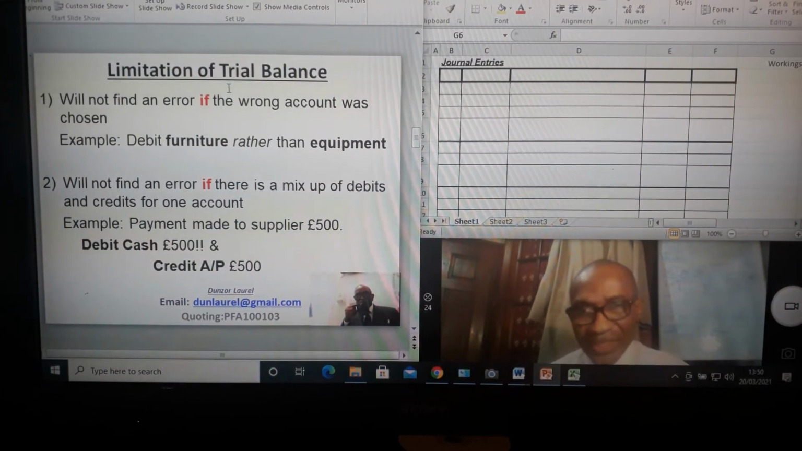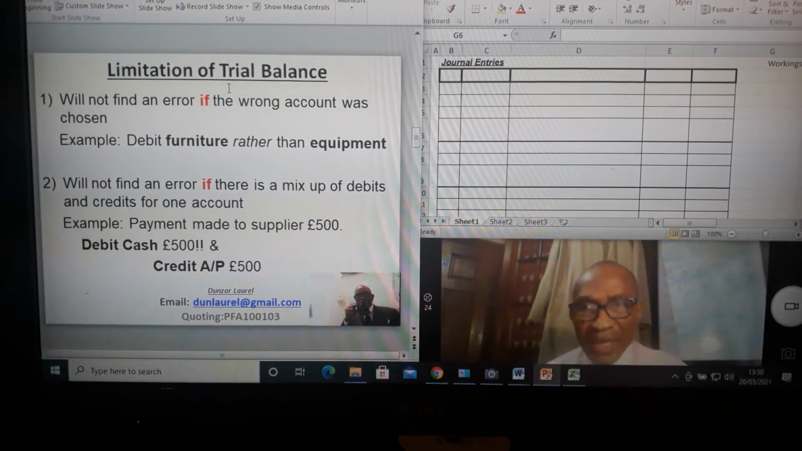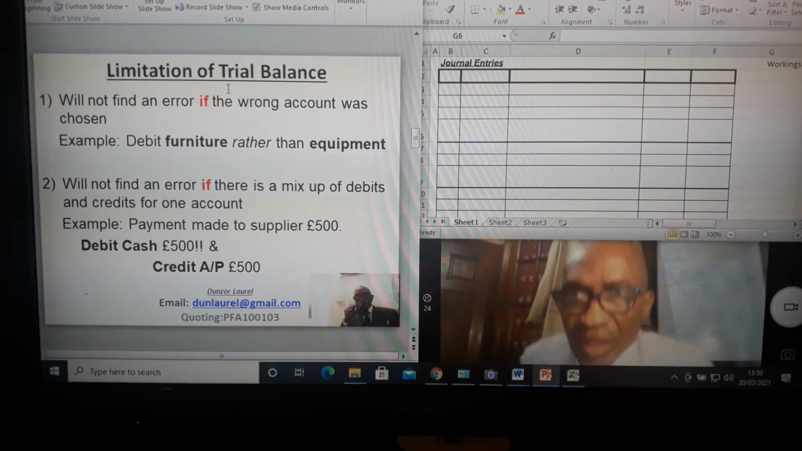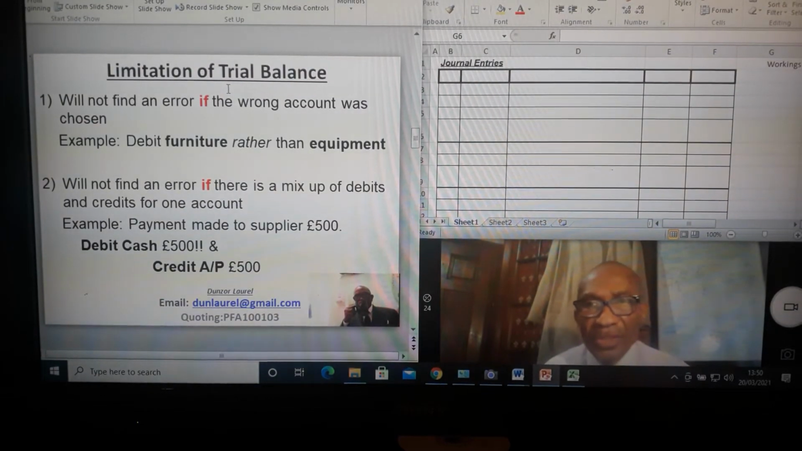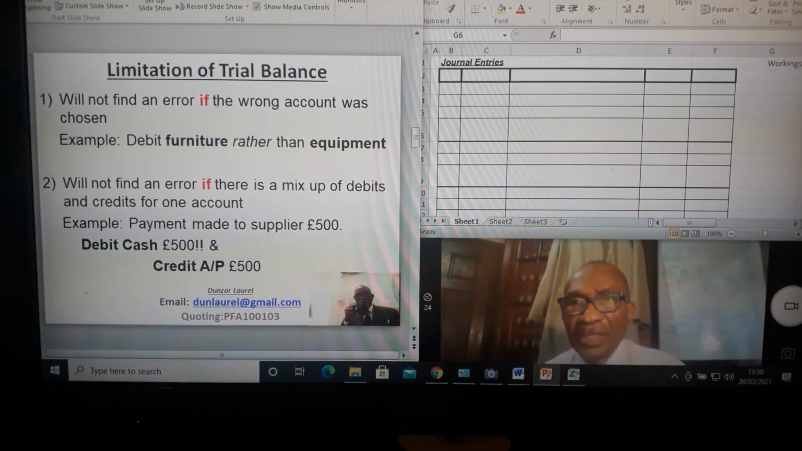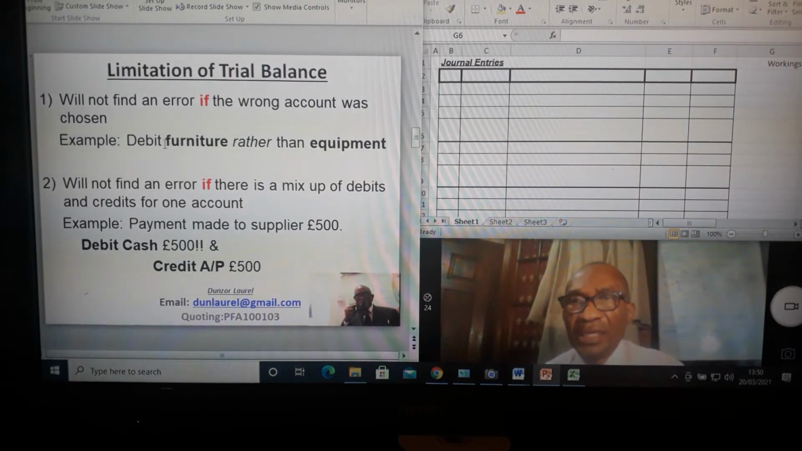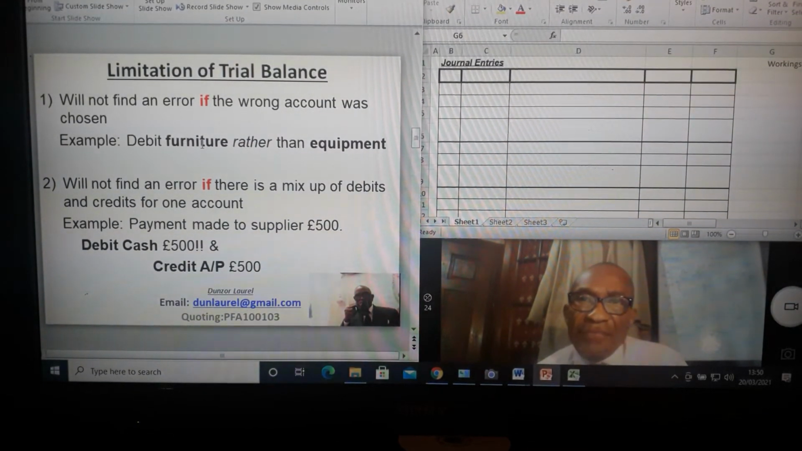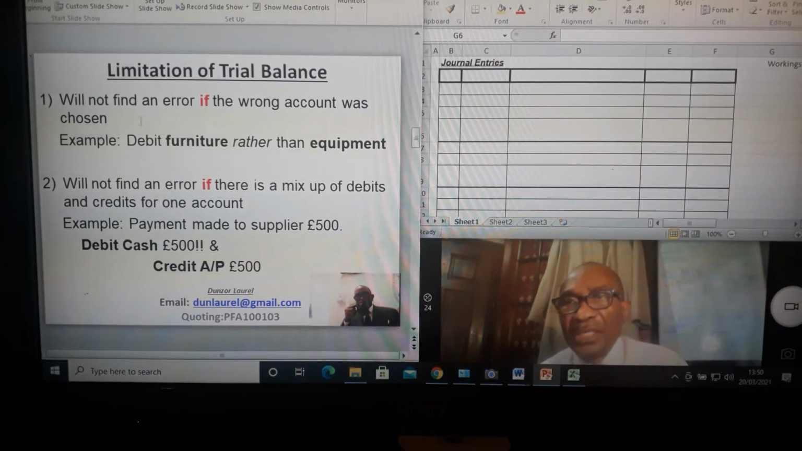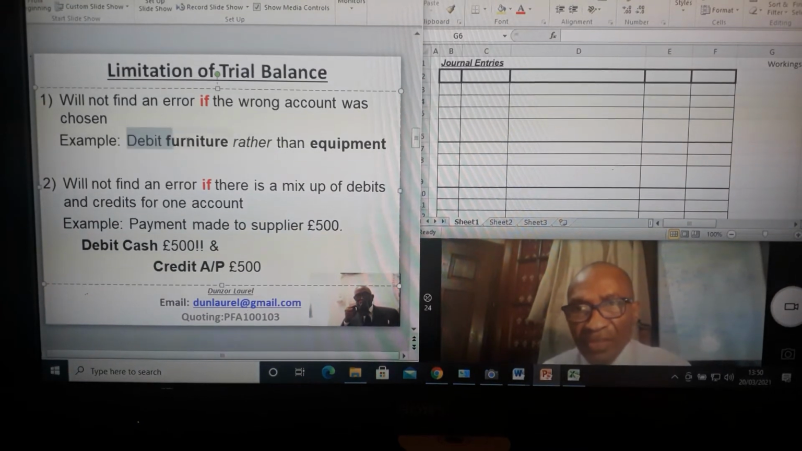Though we're still talking about trial balance, since I'm here already, I got to do that, though our main idea today is journal entry, but it's the offshoot from journal entry. Trial balance has got its limitations. It will not tell if there's an error. For example, if the wrong account was chosen, say debiting the furniture account rather than the equipment account, the trial balance will not tell you that there's an error. But the individual accounts involved, these 2 accounts, will be wrong.